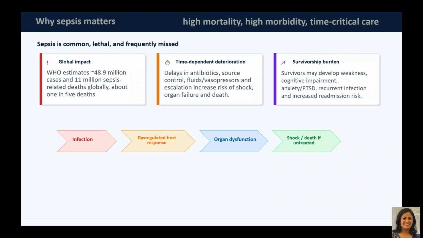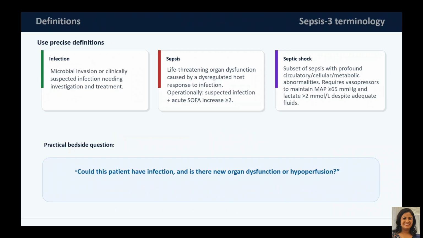But unfortunately, we are frequently missing these patients in our wards, and it is not only in our setup. Globally also, these patients are misdiagnosed.